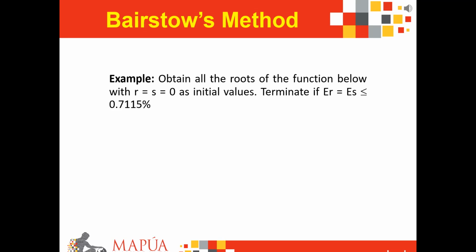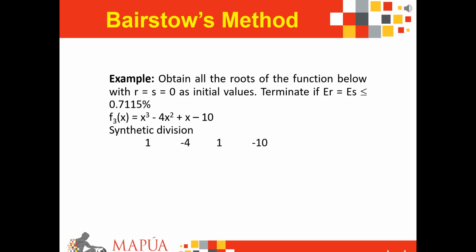Let's try to apply that on this given example. Let's say we're given this cubic function and we're asked to evaluate all of its roots using the initial values R and S, having a terminating condition for R and S to be less than or equal to 0.7115%. We begin the process by using synthetic division on your given polynomial function. Getting the coefficients for your polynomial function gives us an A3 value of 1, an A2 value of -4, an A1 value of 1, and an A0 value of -10.